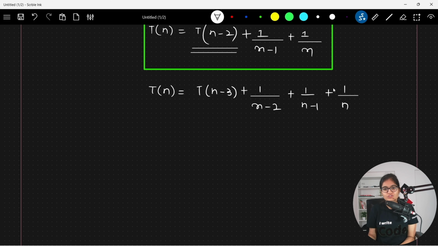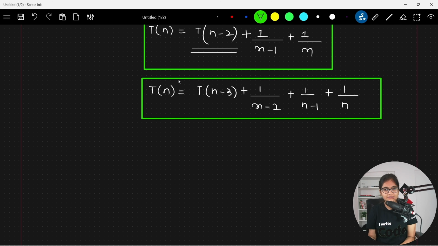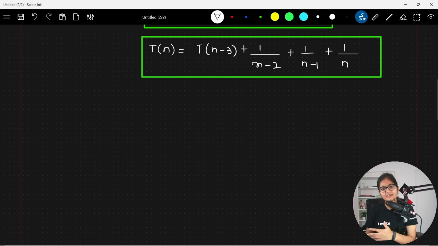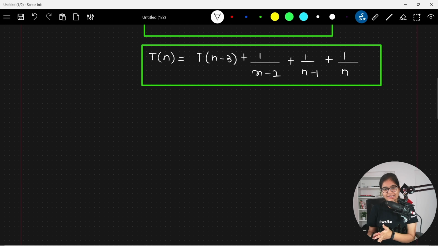Here, if you try to see, this is the third equation that we are getting for doing this thing the third time. Now the question is, how many times will I repeat the same task? It's not like first, second, third, fourth, 10th. I don't want to waste my time doing the same thing again and again. How many times am I supposed to do the same task?